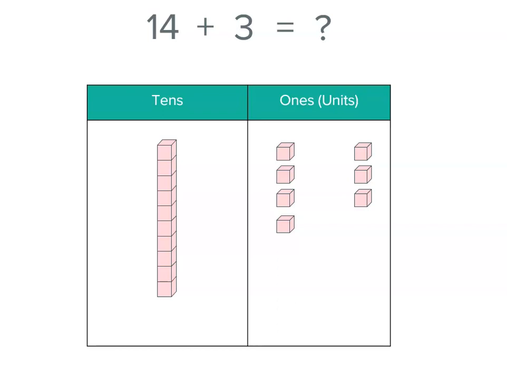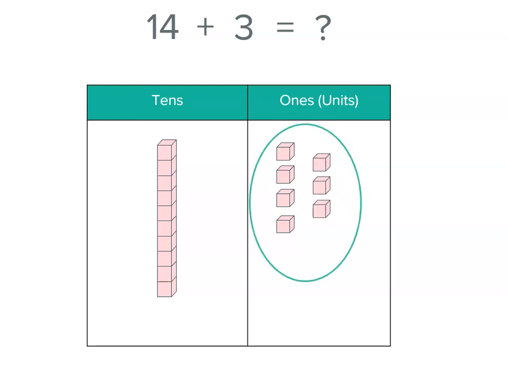Now we can see how many we've got and we can think about how to write it as a number. So if we actually put all of those units together, we have 4 and 3 more, which makes 7. So we've got 7 in the units place of our answer. That's what we do there.